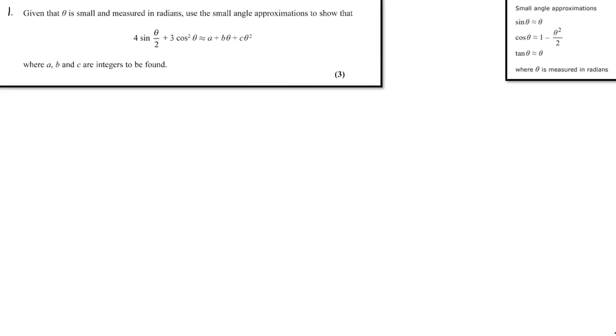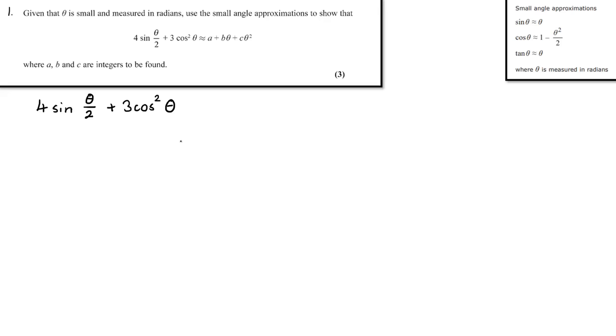In the top right corner, I've included the part from the formula book for Edexcel, which gives you the small angle approximations. This is in the formula book, so do use it to help you. You don't have to memorize these results. If we write this out, we have 4 sine theta over 2, plus 3 cos squared theta.